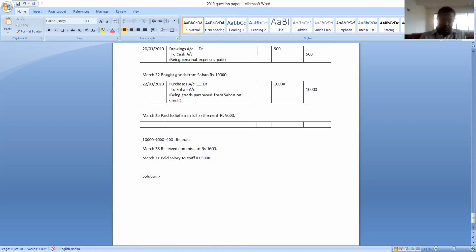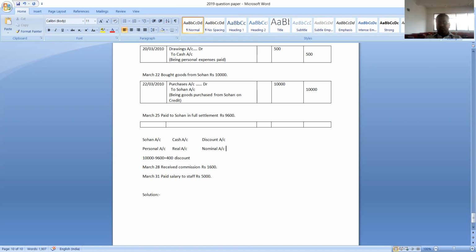So how many accounts will come here? Three accounts. First is Sohan's account, next is cash account, and third is discount account. Sohan's account is a personal account. Cash account is a real account. Discount account is a nominal account. Now we should decide which account should be debited and which credited.